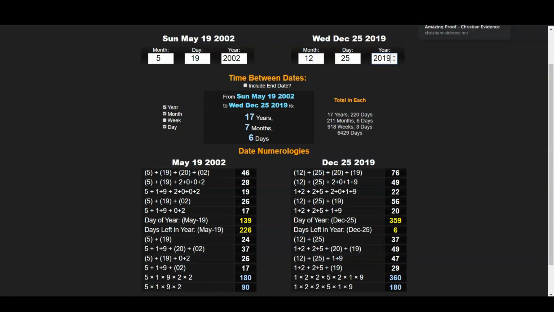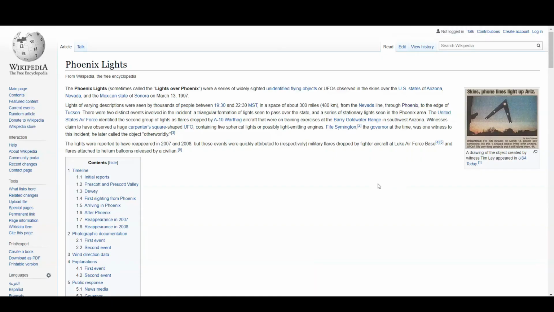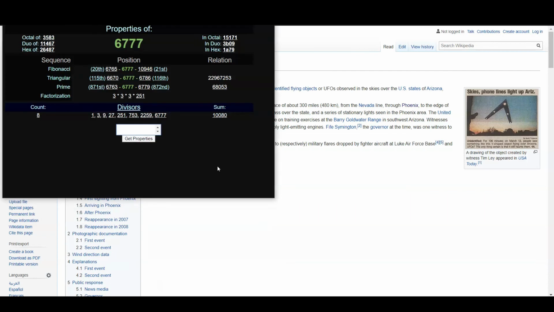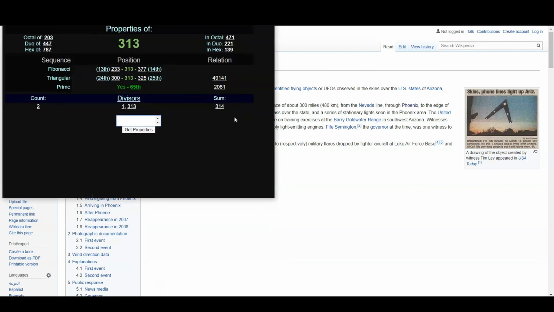One more ritual here with the Christmas 2019 with some UFO or alien stuff here is the Phoenix Lights. The Phoenix Lights were observed on March 13th, 1997. And March 13th, of course, can be written 313. And that's the 65th prime.